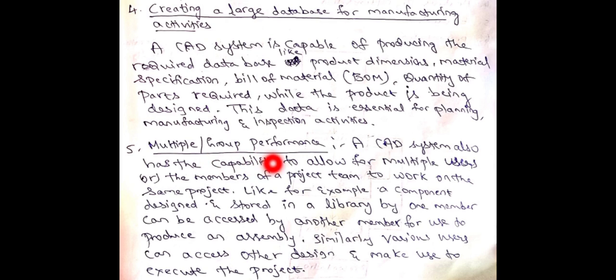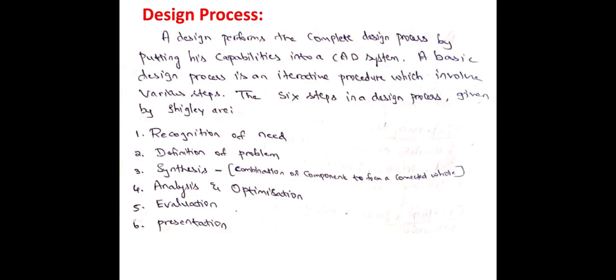Multiple or group performance. A CAD system also has the capability to allow multiple users or the members of a project team to work on the same project. For example, a component designed and stored in a library by one member can be accessed by another member for use to produce an assembly. Similarly, various users can access other designs and make use of them to execute the project. That is, multiple operations can be performed in parallel, dear friends.